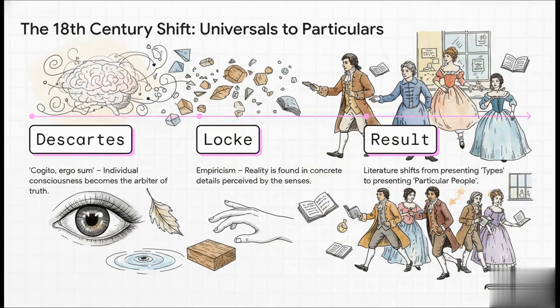First, you get Descartes, who comes along and says, "I think, therefore I am." And just like that, the individual's mind, not the church, not the king, becomes the starting point for all truth. Then John Locke doubles down, arguing that reality is only what we can see, hear, and touch, the concrete, particular details. So what happens in literature? Well, art stops telling stories about universal types and starts telling stories about unique, particular people. It's like philosophy was literally coming to life on the page.